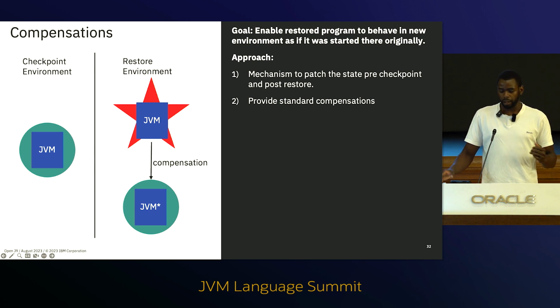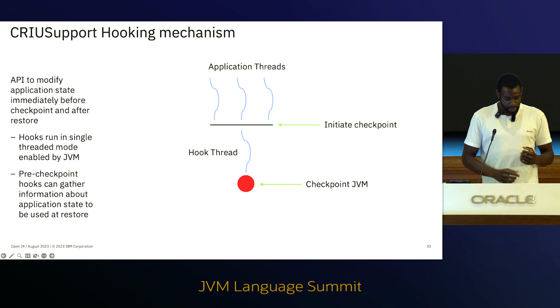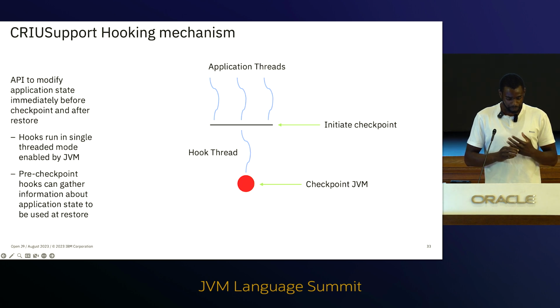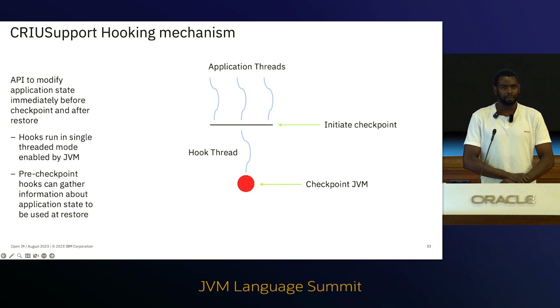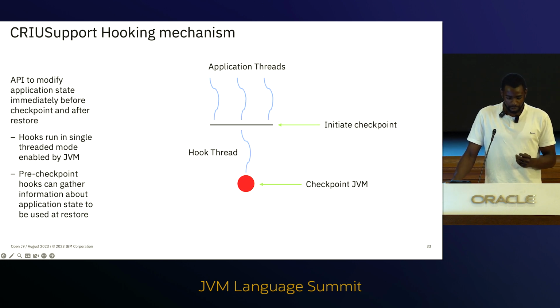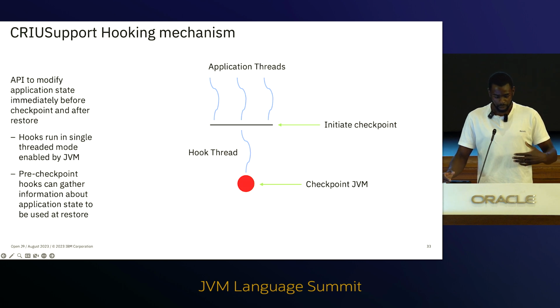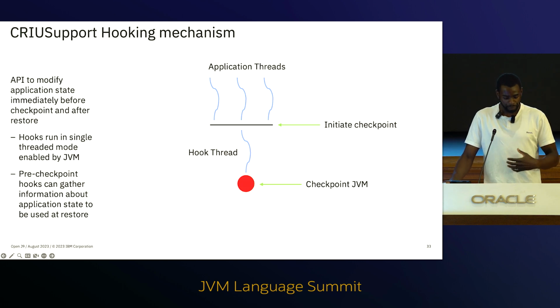So ideally, we could handle everything in the JDK, but the reality is that there's always going to be a need for users to add their own compensations as well. And so we do provide a mechanism for that, as we'll see later. But essentially, the way compensations work in CRIUSupport is we have a hook mechanism. And essentially, hooks are run before checkpoint and after restore.